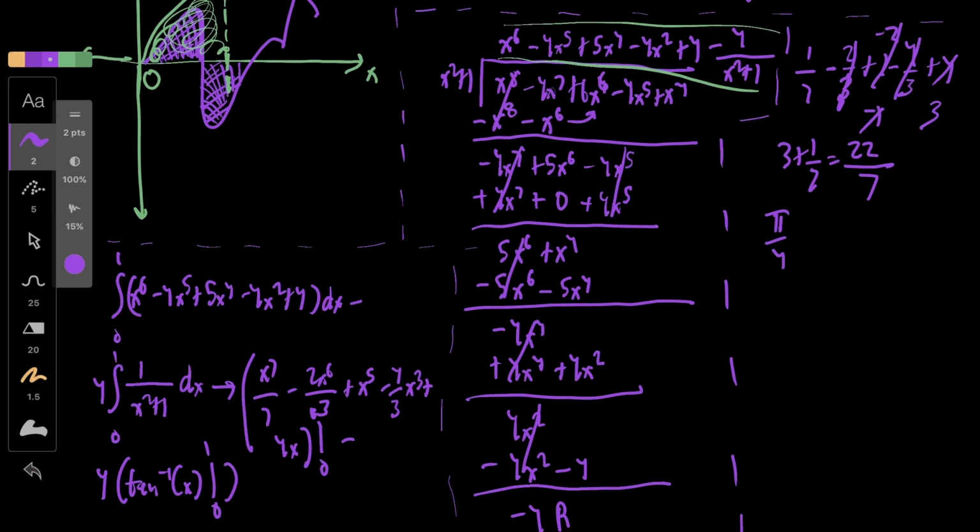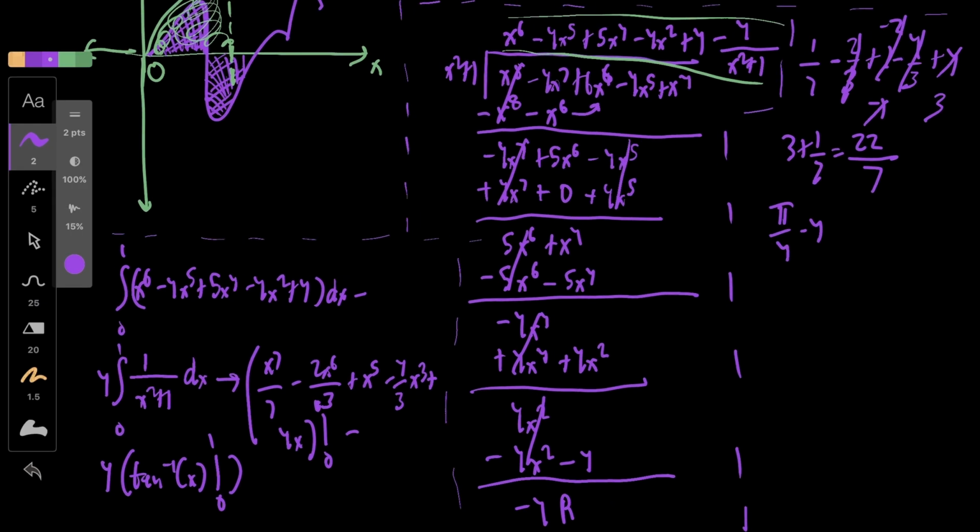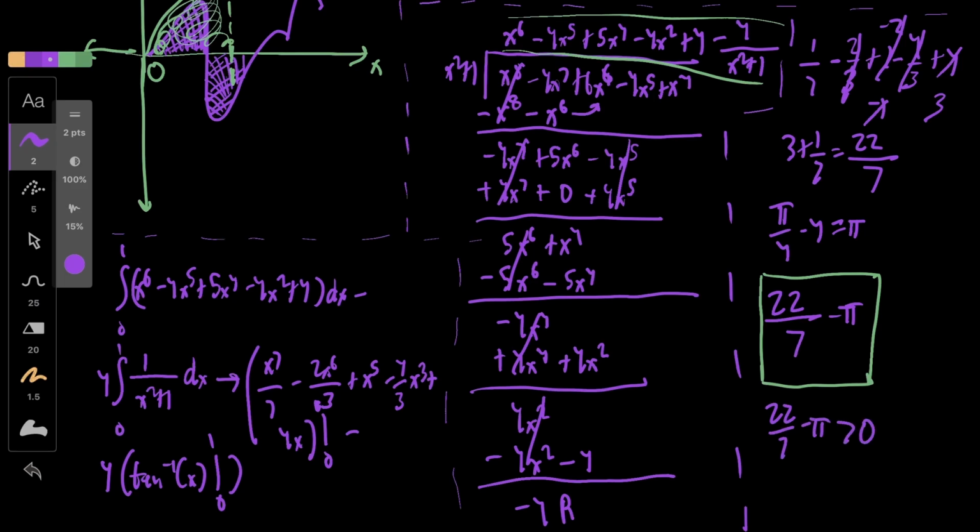But we forgot to multiply by 4. So this equals pi. So now we know what the two parts of our integral are. We can go and say 22 over 7 minus pi is the answer to our integral. And since this is a positive number, 22 by 7 minus pi is greater than 0. That means 22 by 7 is greater than pi. And that is our second thing proven.